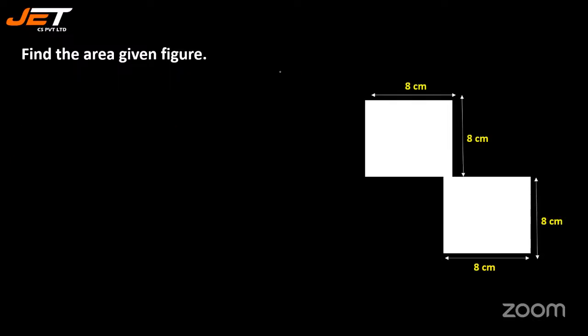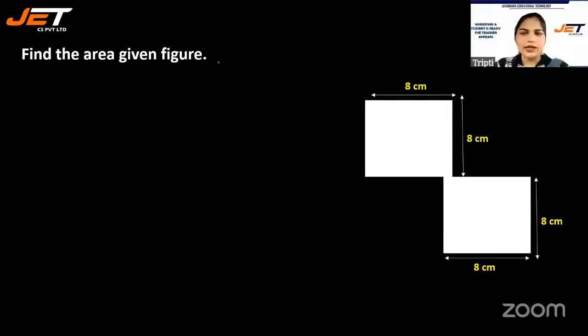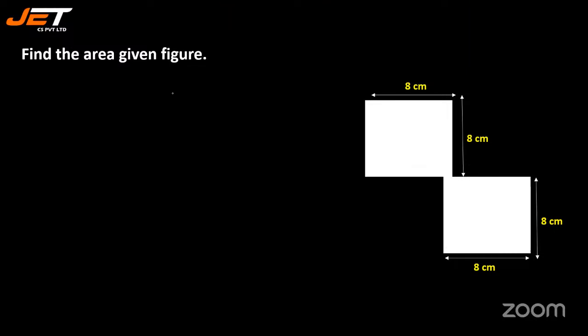Yeah. So the upcoming questions are going to be like that only. Here you will be given two figures or maybe a combination of three figures wherein you have to find out the area of the entire figure. Okay. So we will find the area of this figure over here. This is the first figure. This is the second one. Both are squares and both are of the same measure. I want you to do it.